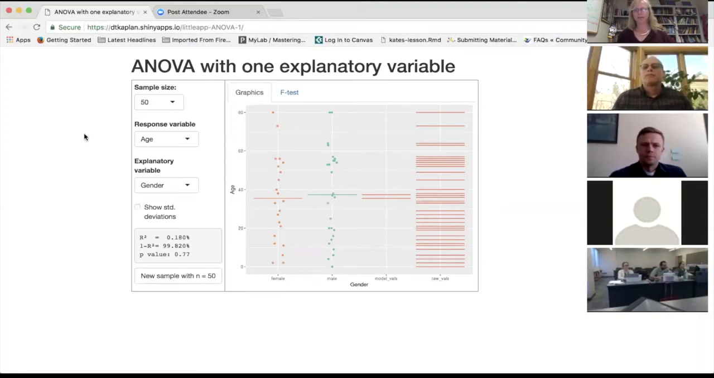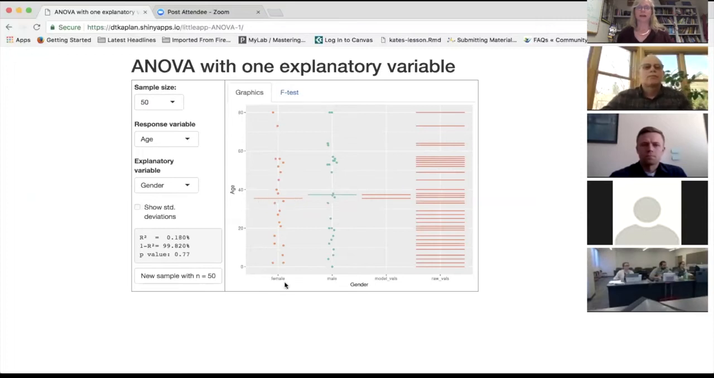I should let you know, and this goes along with what Danny was just saying, I don't actually teach ANOVA in my class because it's not part of our curriculum. We don't actually get to it, but I could see how to use this app earlier on to introduce different topics. So I'd like to look at maybe changing the response variable because to me, age versus gender isn't all that interesting.